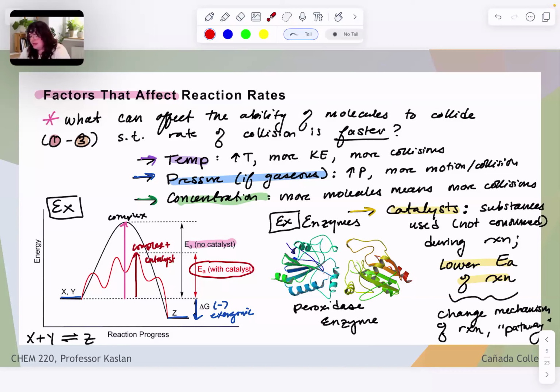You will see catalysts that are non-biological, meaning non-enzymes, a lot in OChem. So we can use things like metals like platinum in our reactions that will then affect how molecules navigate around one another and thus affect the mechanism and happen a little bit faster, right? So yeah, these are the things that affect reaction rates.